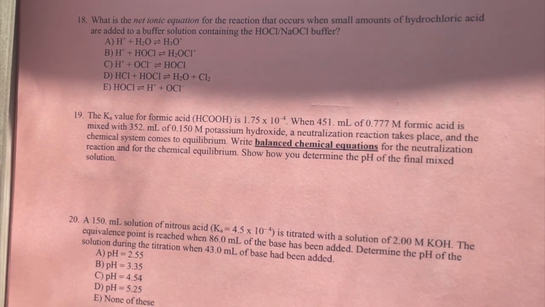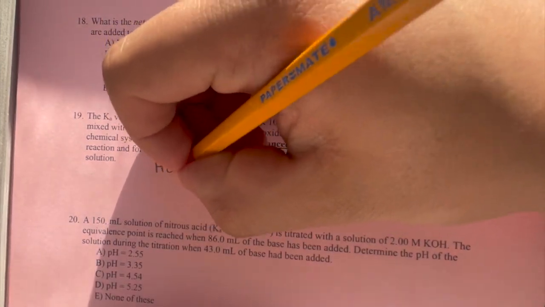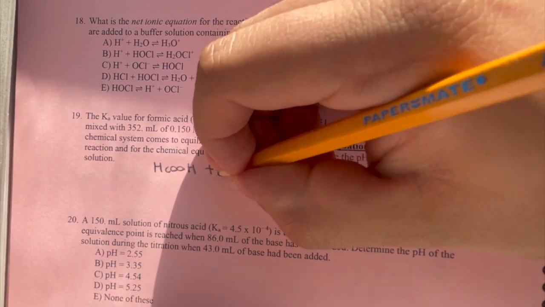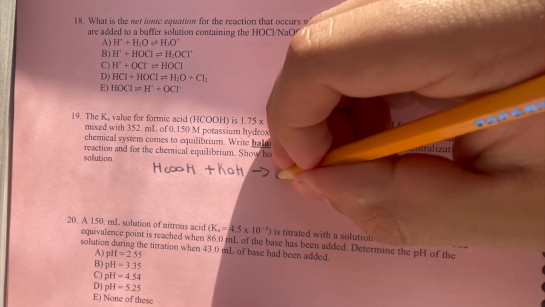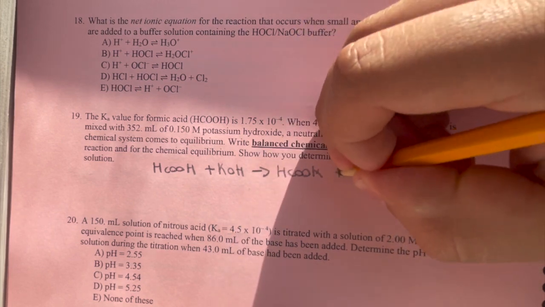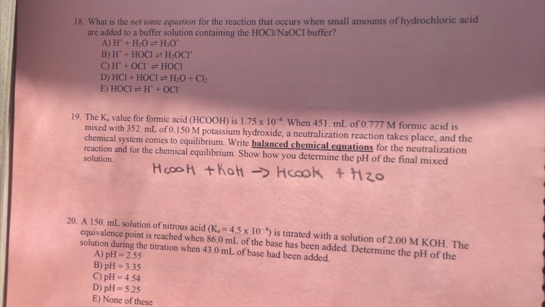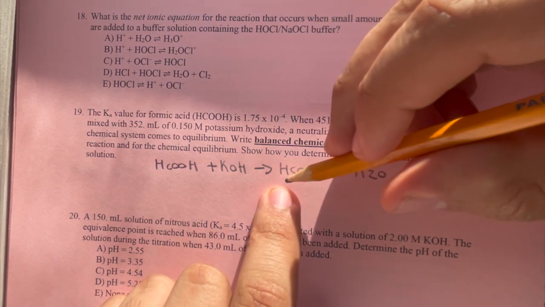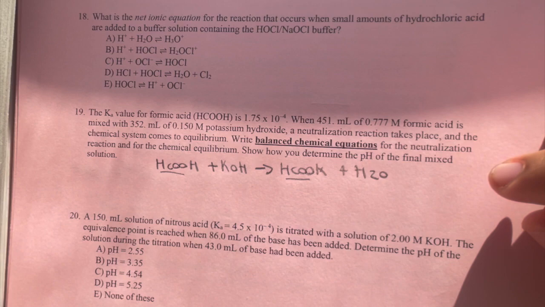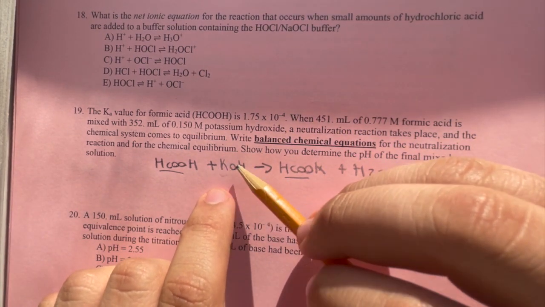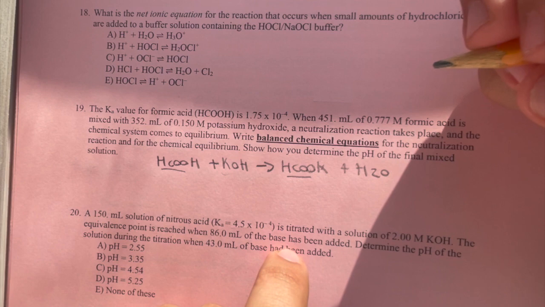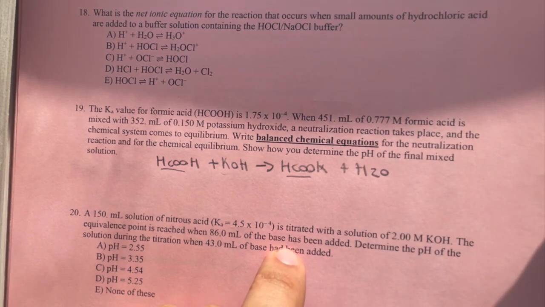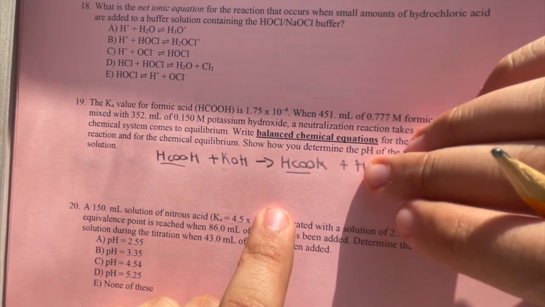So let's see. We have formic acid, right, which is a weak acid, plus potassium hydroxide, which is a strong base, right? From this reaction, we will get potassium formate, I believe it's called, and water, right? So here we can see that we have a buffer because of the common ion effect here, right? Potassium, since it comes from a strong base, is just going to be a spectator ion. Okay, so basically this is a titration problem, and we can calculate pH via the Henderson-Hasselbalch equation because we do end up having a buffer.